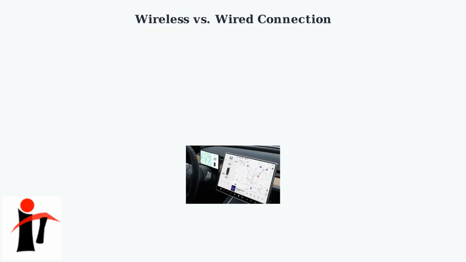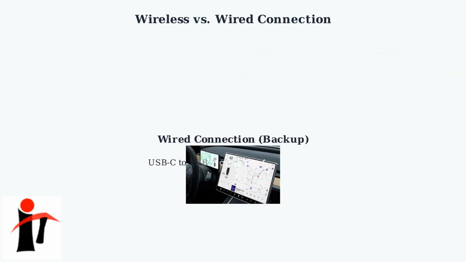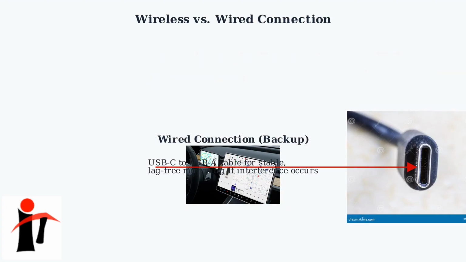You can connect your iPhone to your Tesla wirelessly or with a cable. Wireless is preferred, using Wi-Fi Direct for fast data transfer without cables. If you experience interference, a wired connection using a USB-C to USB-A cable provides stable, lag-free mirroring.